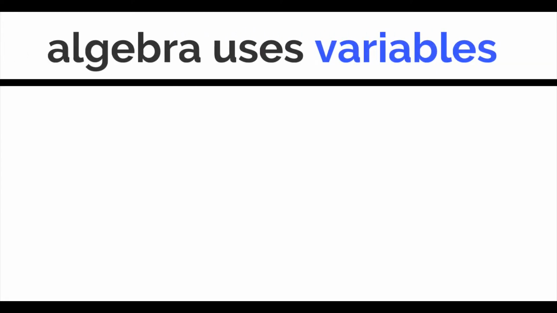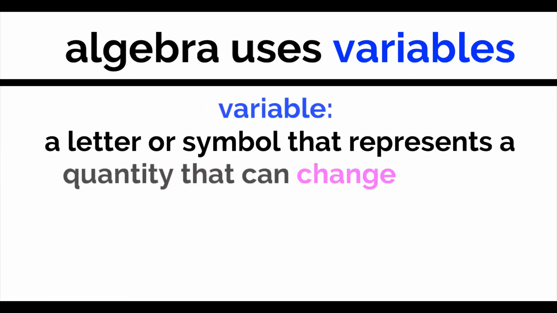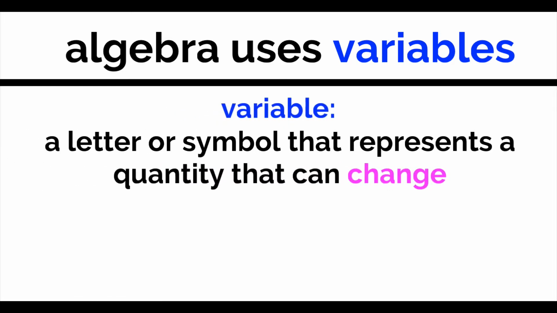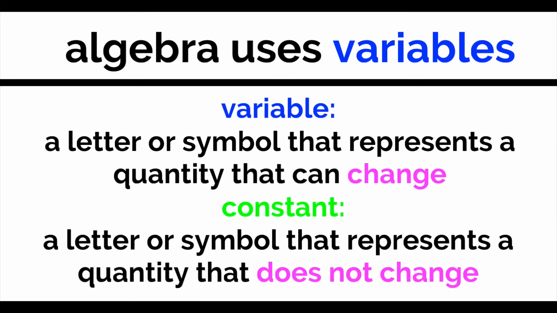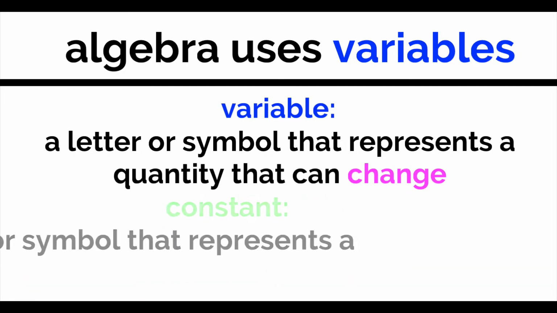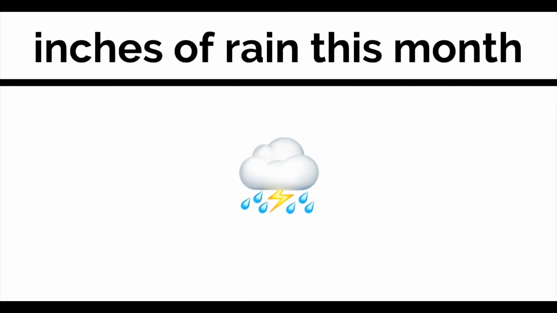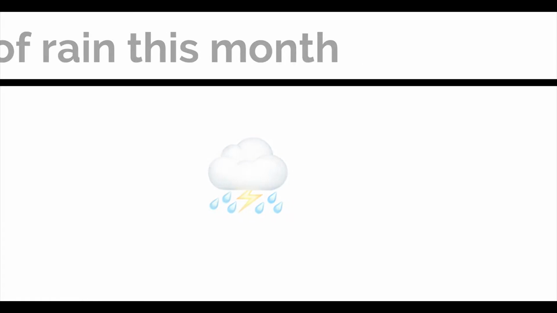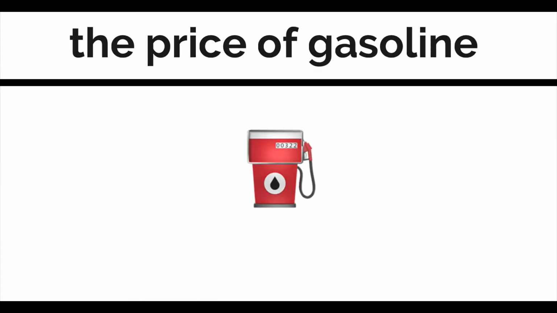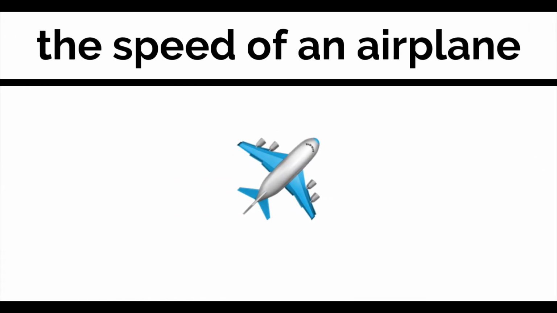Let's start out by discussing the algebraic essential, the unknown variable. First of all, what is a variable? In math, a variable is a letter or a symbol that represents a quantity that can change. This is different from a constant, which is a letter or symbol that represents a quantity that does not change. A variable can be just about anything: the inches of rain in your town in a particular month, the price of gasoline, the speed of a plane, whatever it is that you want to do math with.